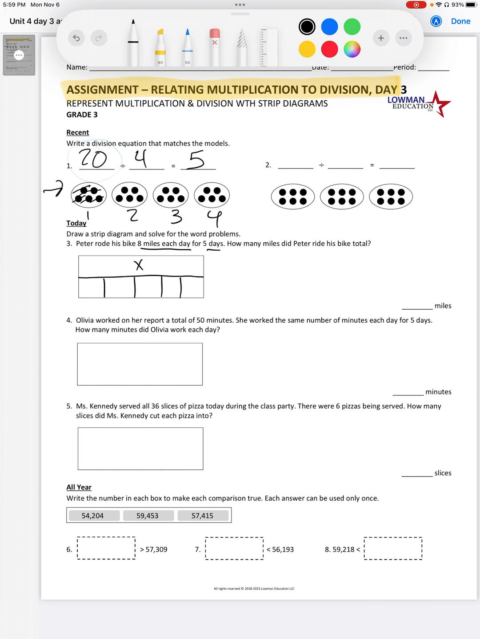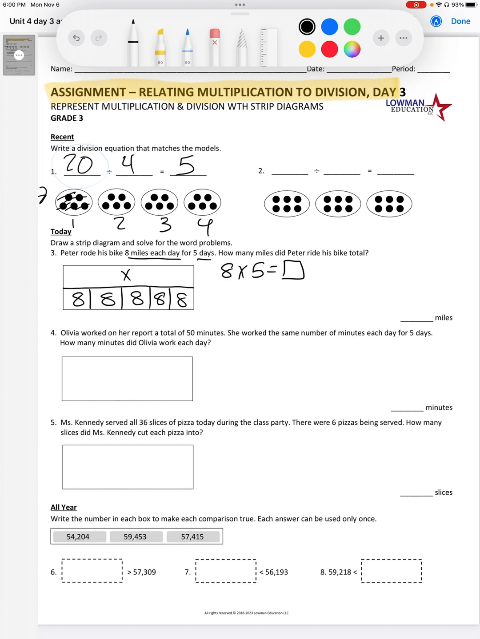And to finish my model, I need to fill in how far he went each day. Well, it says he went 8 miles each day. To find the total number of miles that he went, I would need to combine all of these 8s. The multiplication sentence that I would use would be 8 times 5 equals something. Well, 8 times 5, if we add that all together, is going to equal 40.